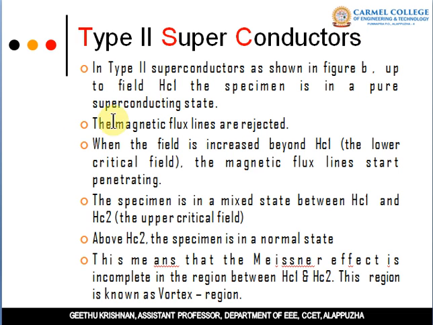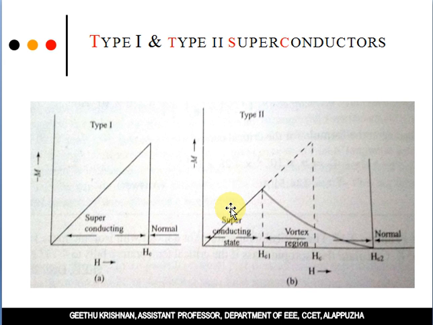After HC2 the specimen is in normal state. This means that the Meissner effect is incoming in the region between HC1 and HC2, and this region is called the vortex region. That's the difference between type 1 and type 2 superconductor. In the case of type 1 superconductor, there is complete Meissner effect and there is only one critical field HC, converting it from superconducting state to normal state.